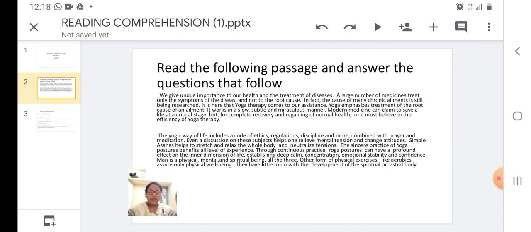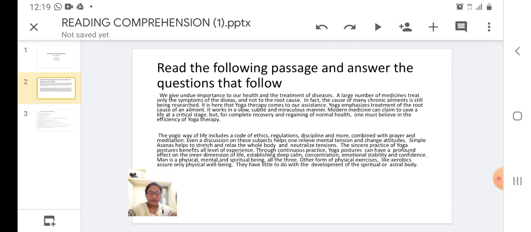Okay? The yogic way of life includes the code of ethics, regulations, discipline, and more combined with prayer and meditation. Even a discussion on these subjects helps one relieve mental tension and change attitudes. Simple asanas help to stretch and relax the whole body and neutralize tension. The sincere practice of yoga postures benefits all levels of experience through continuous practice. Yoga postures can have a profound effect on the inner dimension of life, establishing deep calm, concentration, emotional stability, and confidence.